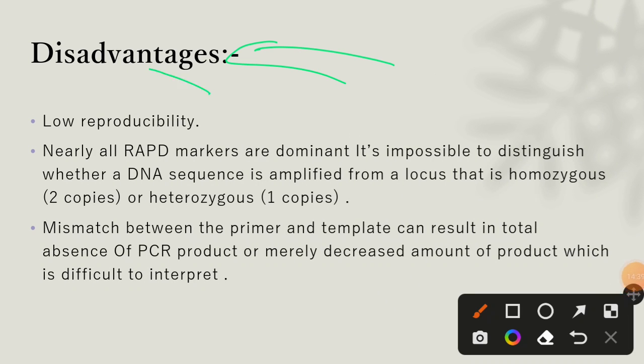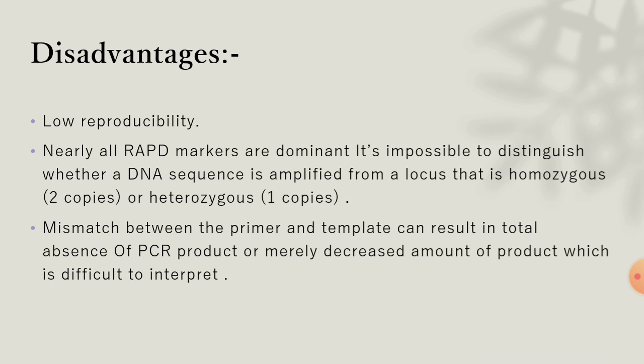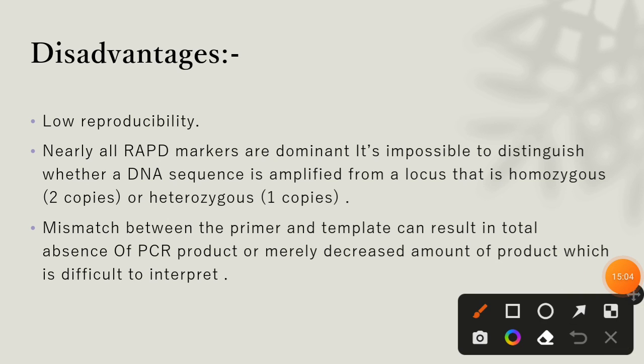Disadvantage: low reproducibility. Another important thing that I have already told in the introductory part is that our RAPD marker is a dominant marker, right? That means you can distinguish between dominant and recessive allele very well. Okay, and it can also give you knowledge about the difference between polymorphic DNA and monomorphic DNA, no doubt about this, but it cannot give you information whether your DNA sequence is being amplified from a locus that is homozygous or heterozygous. Homozygous means homozygous dominant or heterozygous.